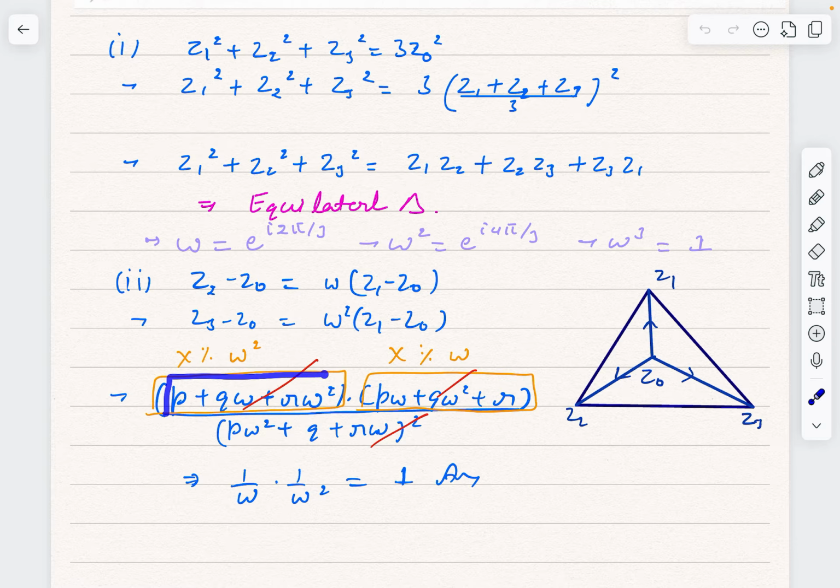Now here you multiply and divide with omega square. Here you multiply and divide with omega. So if you multiply with omega square, it will come out to be P omega square plus Q plus R omega, which will get cancelled out. If you multiply with omega here, you get P omega square plus Q plus R omega, which will again get cancelled out. So we'll be left with only 1 by omega and 1 by omega square, the ones by which we divided, which will also be 1 only. I hope it is clear, guys.